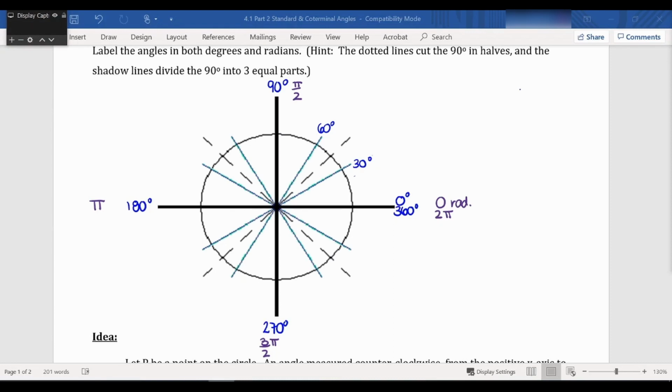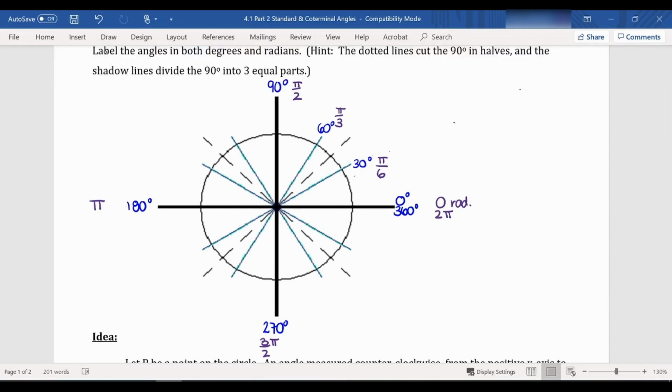All right, now if I think of 1/3 of my 90 degrees here, I have 30 and 60 degrees. If I do 1/3 of pi over 2, what is a third of pi over 2? Well, that should be pi over 6. Now, if I double 30 degrees, I get 60 degrees. If I double pi over 6, I would get 2 pi over 6, which is the same as pi over 3. Okay. So this already gives us some of our special angles.